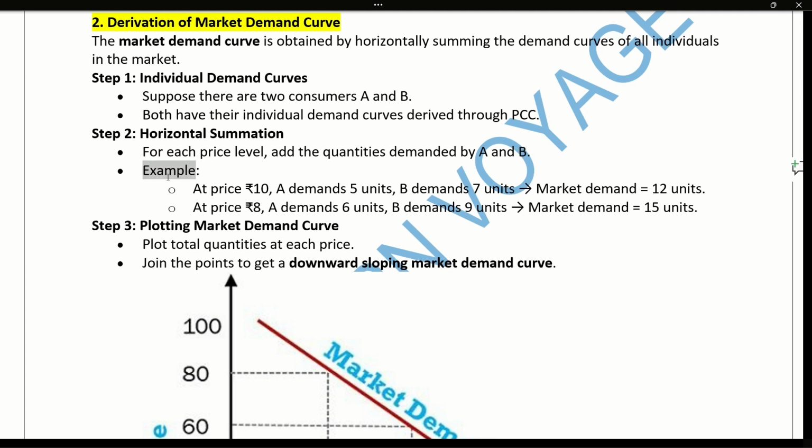Example: at price 10 rupees, A demands 5 units, B demands 7 units. Market demand is equal to 12 units. At price 8 rupees, A demands 6 units, B demands 9 units. Market demand is equal to 15 units. Step 3. Plotting market demand curve. Plot total quantities at each price. Join the points to get a downward sloping market demand curve.